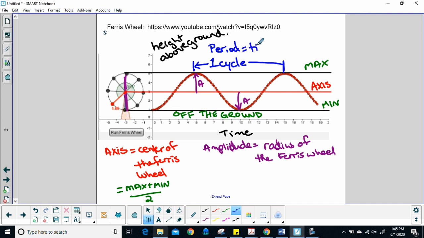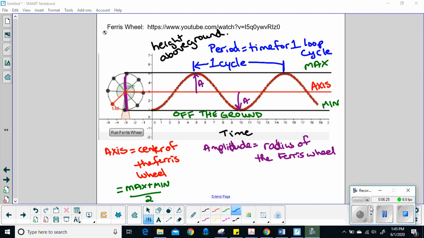So the period is the time for one loop around, whatever you want to call it. That's our cycle. Time for one cycle. So before we move on, let's just make sure this page has everything.